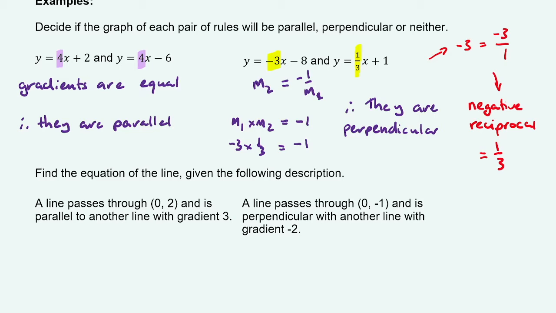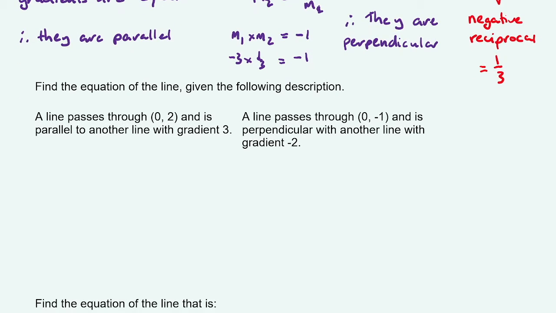Alrighty, let's keep smashing through. I've only got a couple of examples to go. I'm going to find the equation of this line given the following description. This is that bit that I was telling you about, finding the equations. A line passes through the point (0, 2) and is parallel to another line with the gradient 3. Pretty simple. (0, 2), well, that's already a y-intercept.